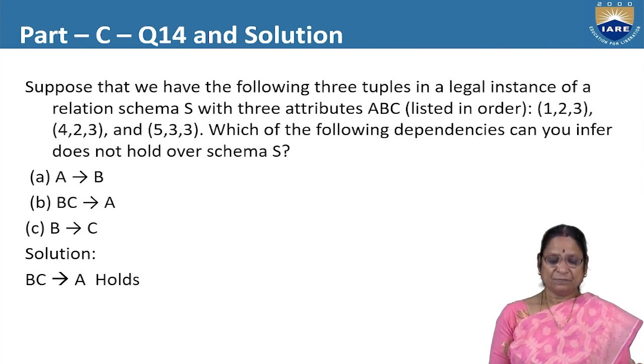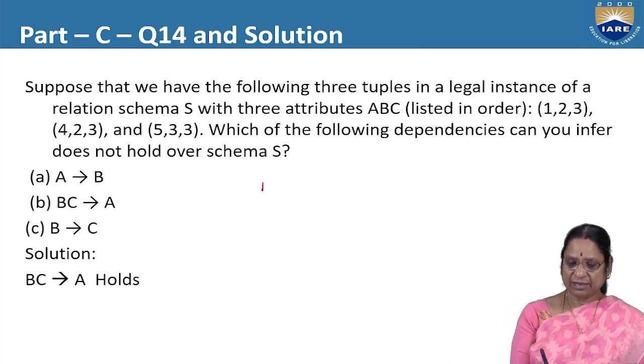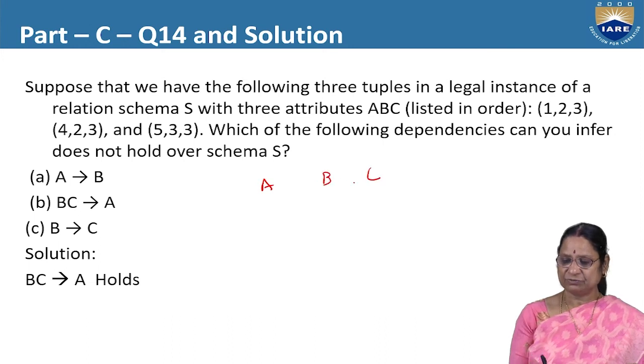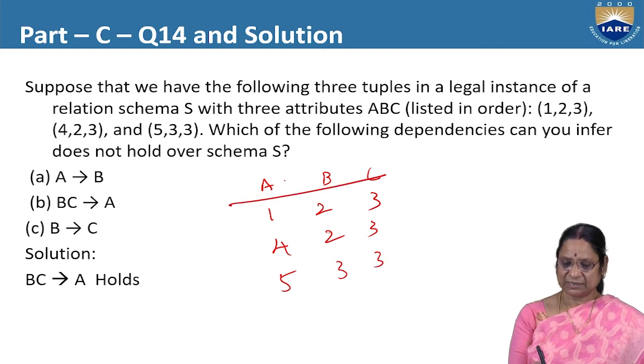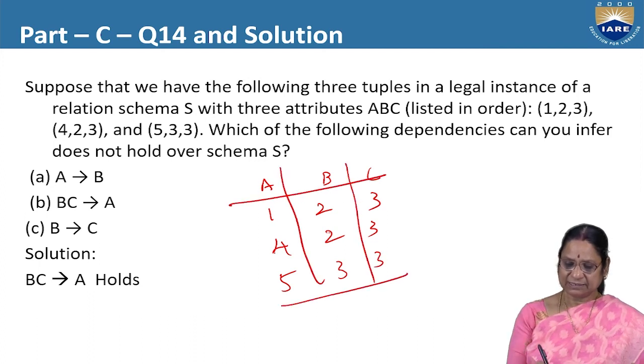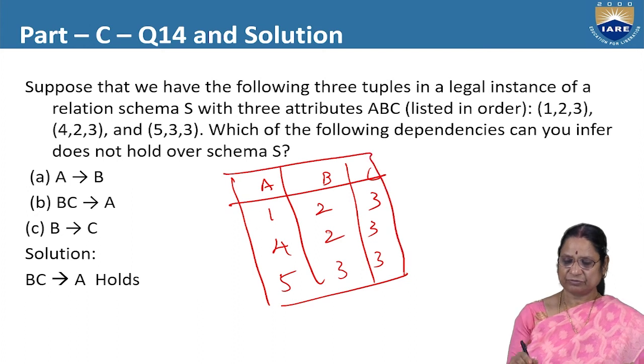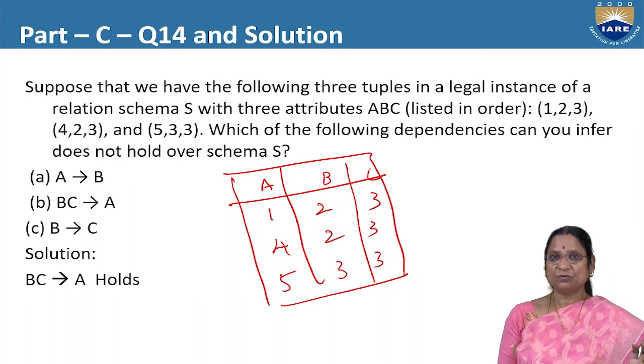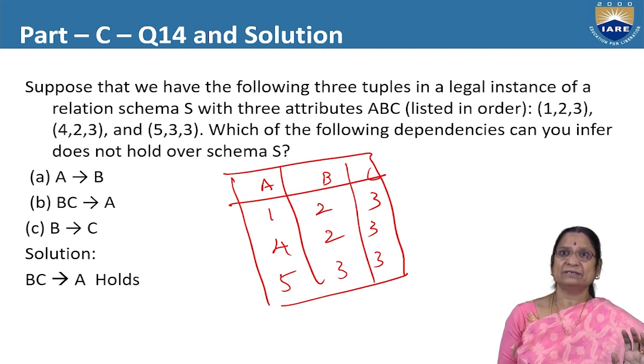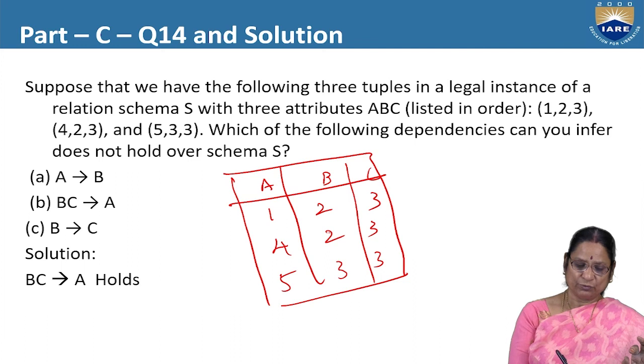Another question. Suppose that we have the following three tuples in a legal instance of relation schema S with three attributes ABC. So A, B, C are the three attributes. What are the tuples? 1, 2, 3 and 4, 2, 3 and 5, 3, 3. These are the tuples. This is the relation schema and this is the instance of the relation schema. Which of the following dependencies can you infer does not hold over the schema?